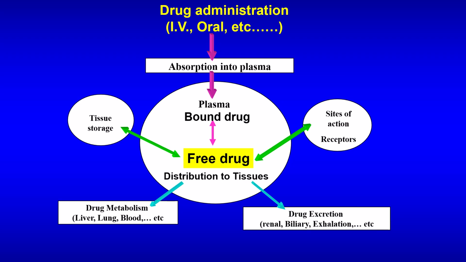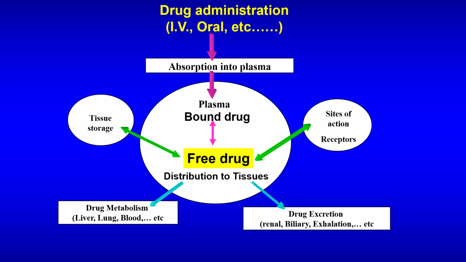Drug administration begins with routes like IV or oral, leading to absorption into the plasma. In plasma, drugs exist as bound to proteins or free and active, allowing free drugs to be distributed to tissues and sites of action. Some drugs are stored in tissues, affecting their duration of action.